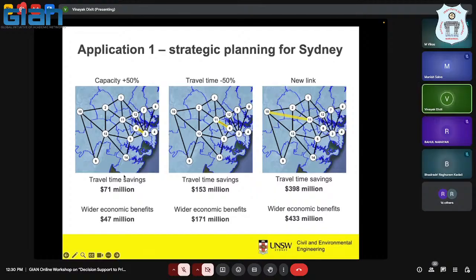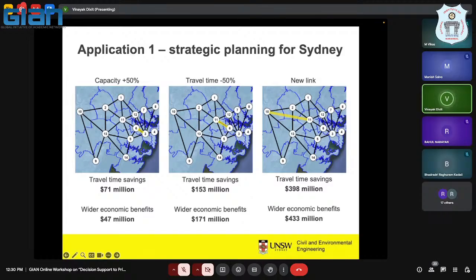So this is the travel time savings. Let's say that we want to increase the capacity on link 6.3 by 50%, which is basically adding one more lane. The travel time savings from that came out to be only $71 million. But the wider economic benefits was $47 million. So it's not only the travel time savings, but people's jobs, the income, all of that was $47 million. Now, when we reduce the travel time on this link by 50%, we have bigger wider economic benefits, and even larger when we build a new link.